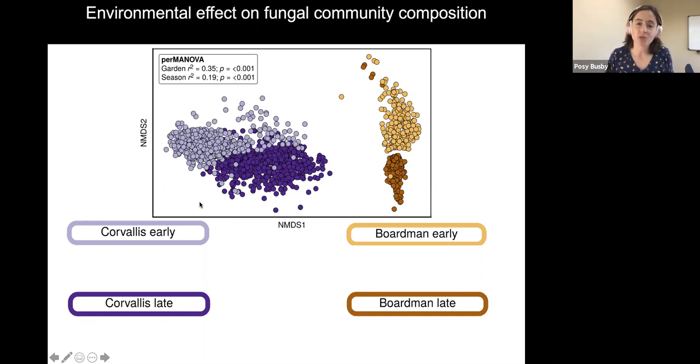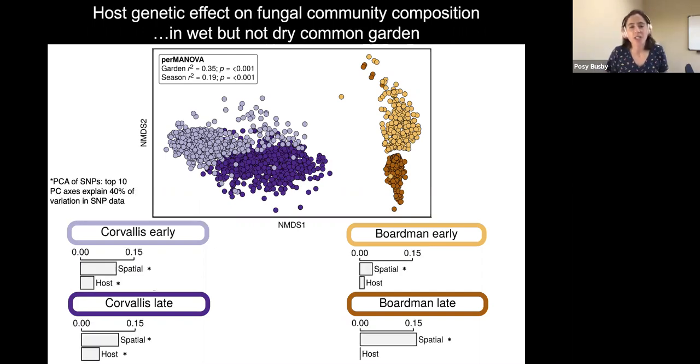What we wanted to do next was to dig into the communities and ask how important host genetic variation is for these communities. To do this, we first conducted a principal component analysis on the SNP data, the genomic data, and then we used the top 10 PC axes as predictors in our models of community dissimilarity. These axes explained about half the variation in the SNP data. When we do that, we see that host genetic variation explains about 5 to 8% of the variation in the Corvallis garden, but did not explain a significant amount of variation in the Boardman garden.